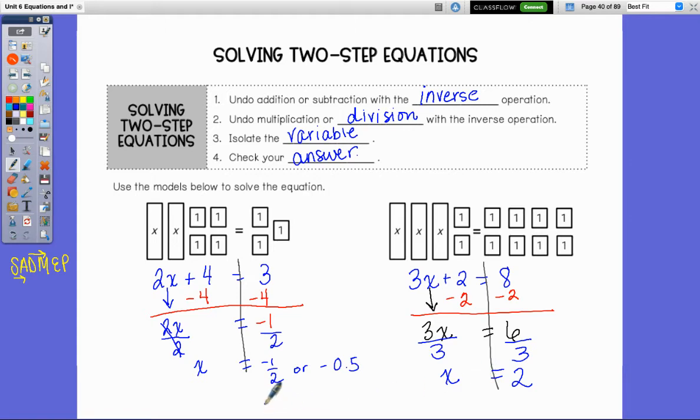Oh yeah, we are supposed to be checking these. So I'm going to check this one for you guys. 3, oops, can't write it down there. 3 times 2 plus 2 is 8. 3 times 2 is 6 plus 2 is 8. 8 does equal 8. Yes, indeed, it does work.